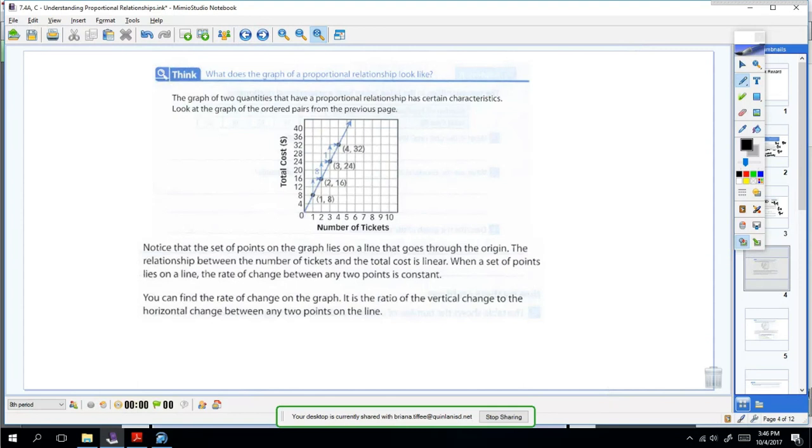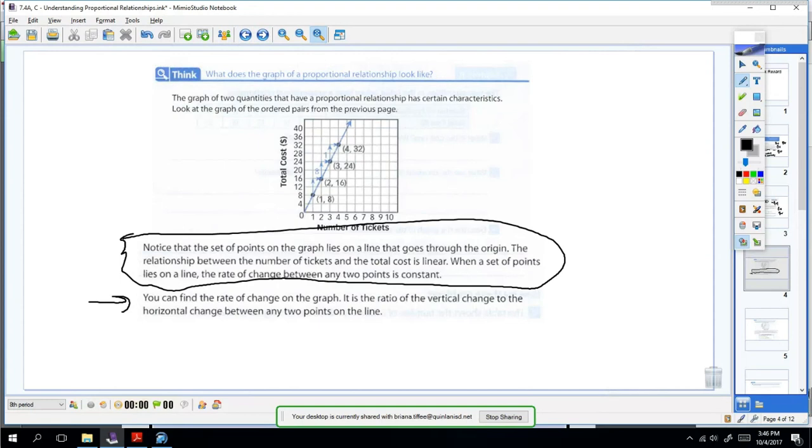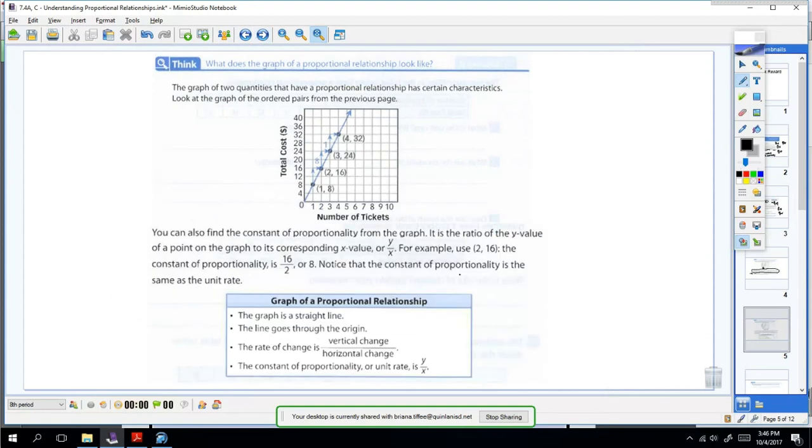You can find the rate of change on the graph. It is also the ratio of the vertical change to the horizontal change. We'll get more into this in a different unit. We're not really focusing on this part, but basically what this part says is, if you graph points of a proportional relationship, it should create a straight line, and it also should go through the origin. Okay, moving on down.